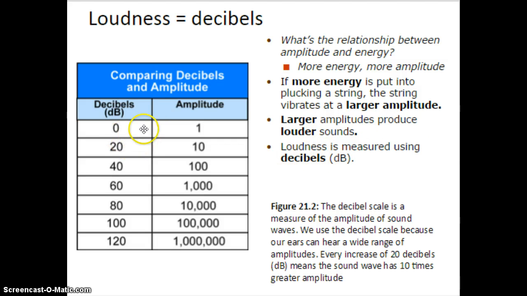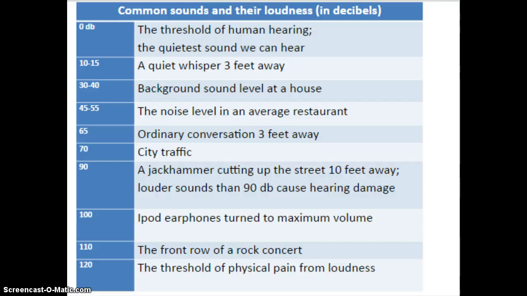So this figure over here, we're looking at decibel values. At these different values, notice the amplitude is increasing every 20 decibels. It increases tenfold, or 10 times. So the decibel scale is a measure of the amplitude of sound waves. We use the decibel scale because our ears hear a wide range of amplitudes. Every increase in 20 decibels, dB, means that the sound wave has 10 times a greater amplitude, and that's really kind of what I talked you through with this. And we'll be doing some calculations with that.